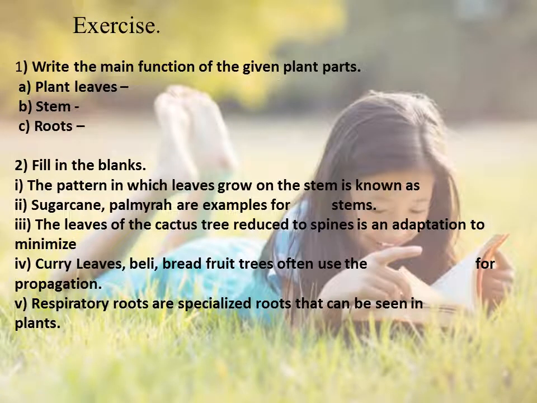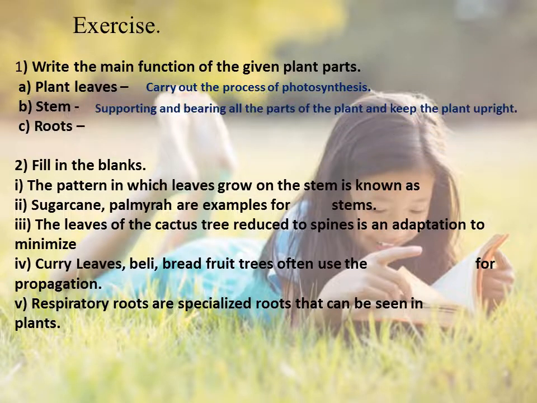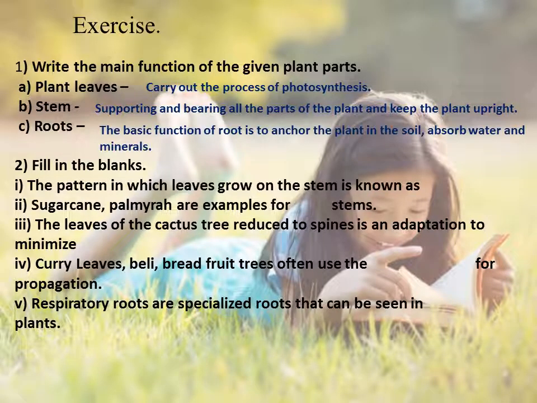Let's do a simple activity to summarize what we have learned today. Write the main function of the given plant parts. Plant leaves: carry out the process of photosynthesis. Stem: supporting and bearing all the parts of the plant and keeping the plant upright. Roots: the basic function of root is to anchor the plant into the soil and absorb water and minerals.